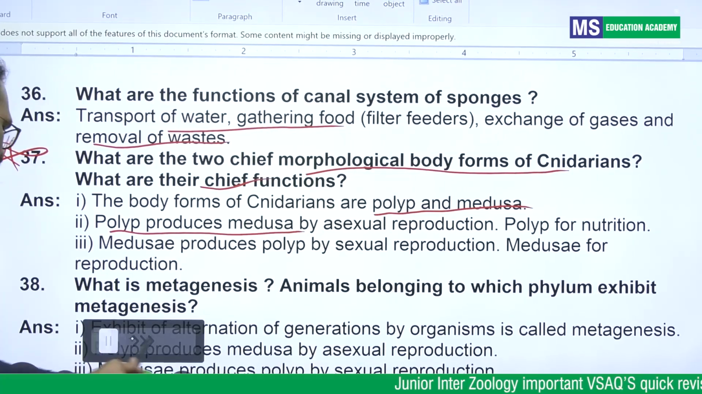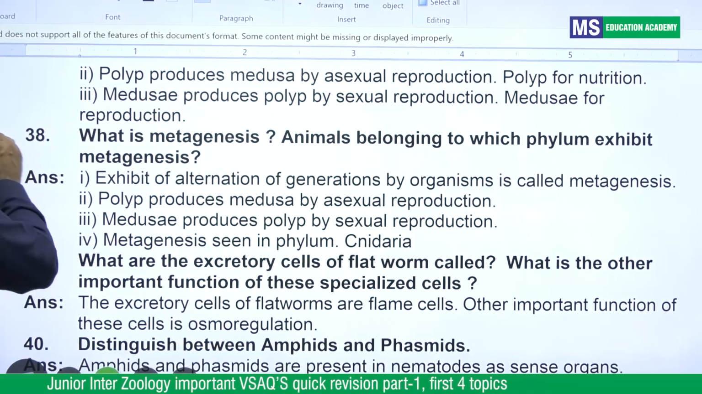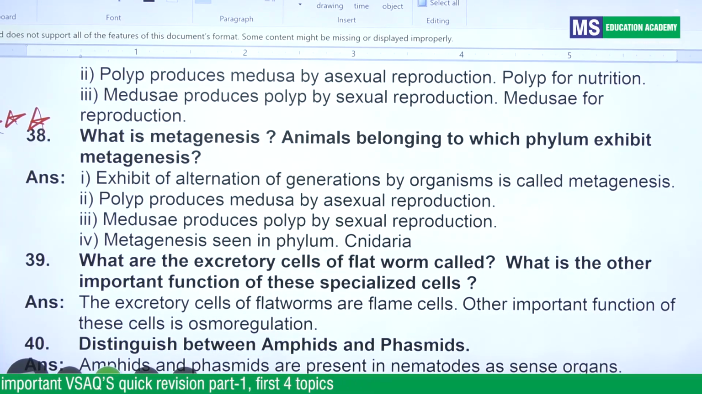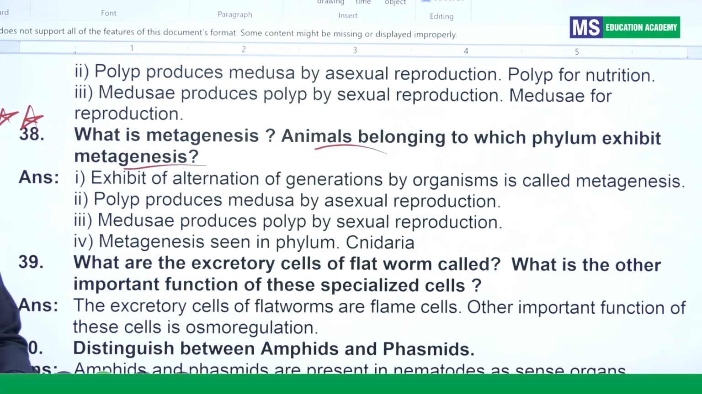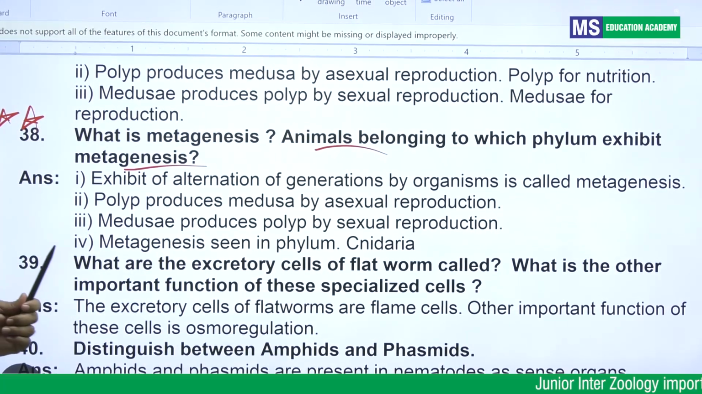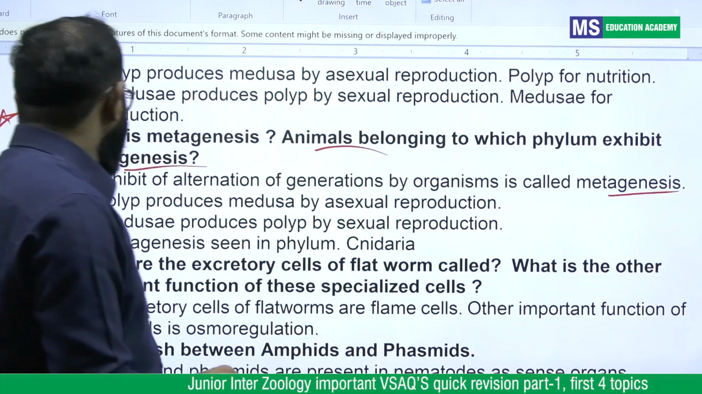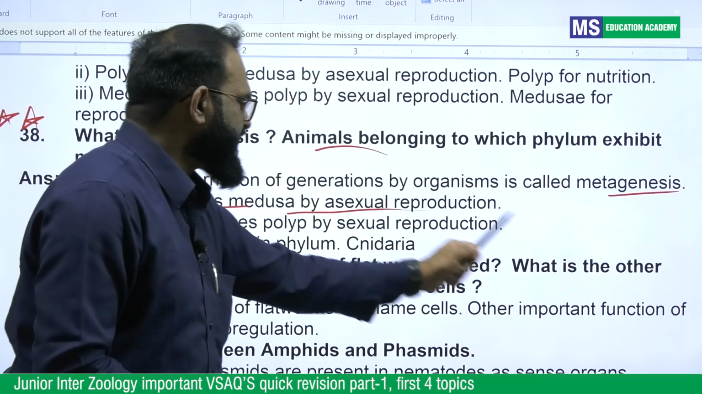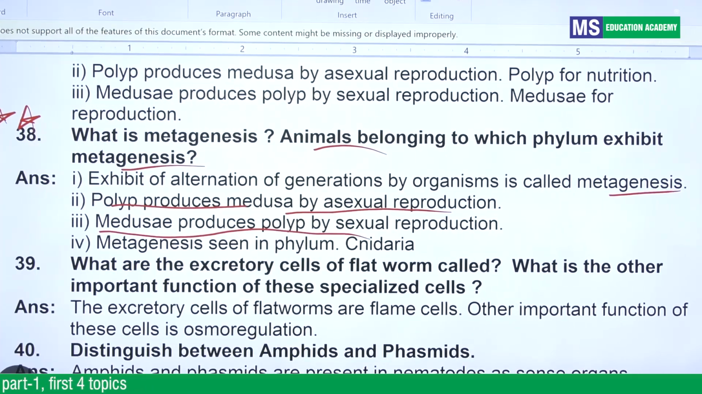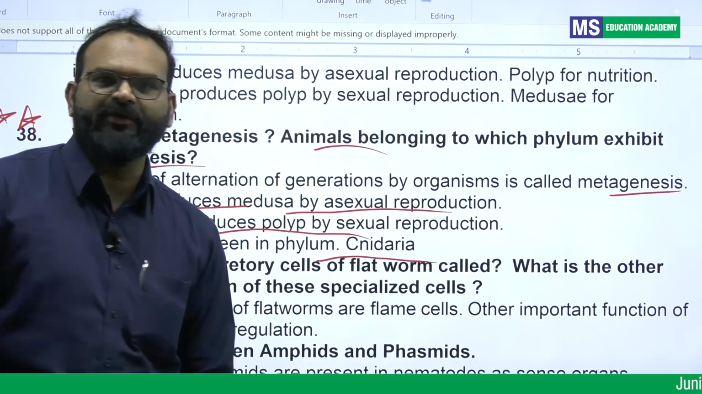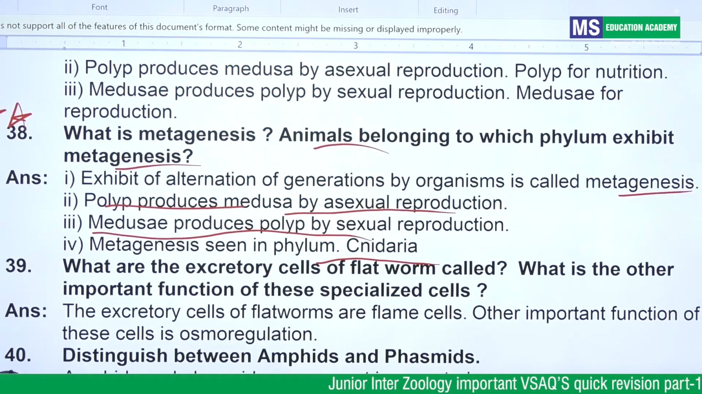Another very important question, students. What is metagenesis? Animals belonging to which phylum exhibit metagenesis? Exhibition of alternation of generations by organisms is called metagenesis. Polyp produces medusa by asexual reproduction. Just now I said, medusa produces polyp by sexual reproduction. It is seen in phylum Cnidaria. Very important question, students.